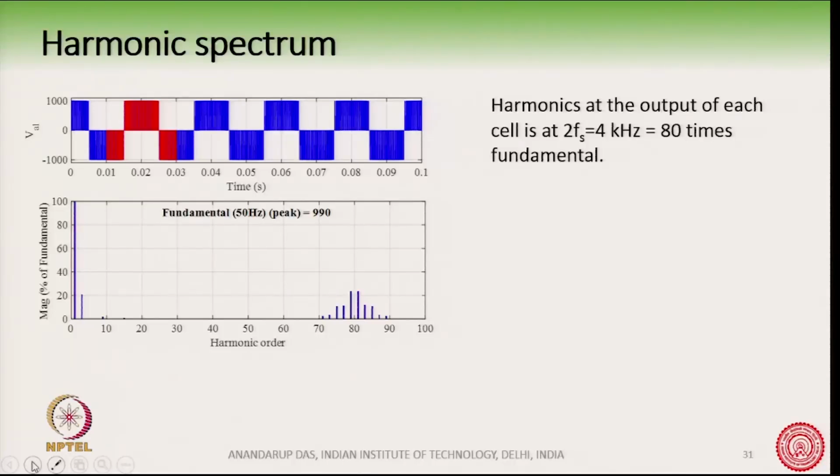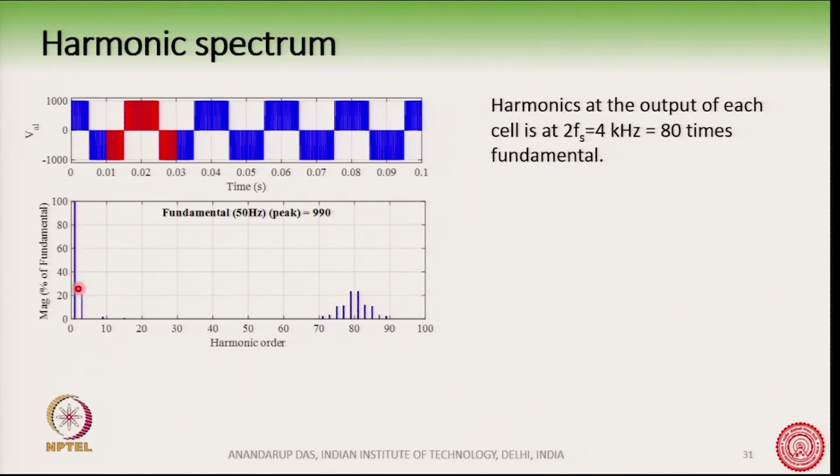So, quickly we can see the harmonic spectrum. This is the output of one cell. You can see it goes from 1000 to minus 1000, because the DC bus is taken as 1000 volt. The modulation index was taken as 0.99, so the peak voltage is 990 volt.